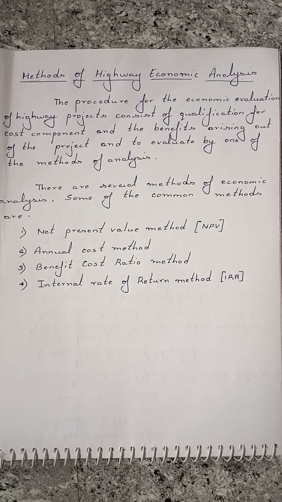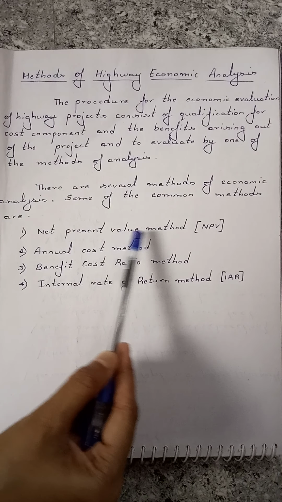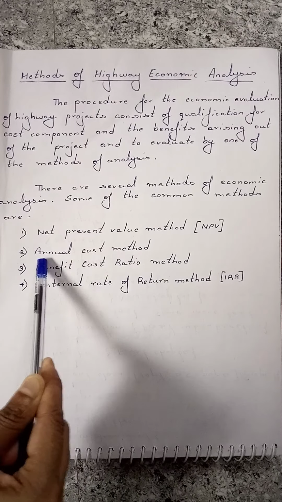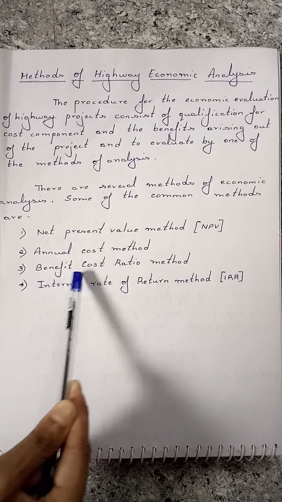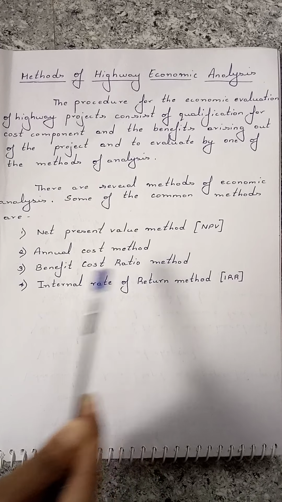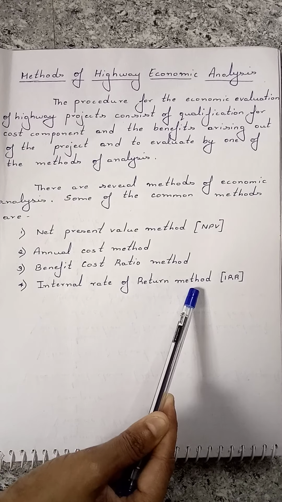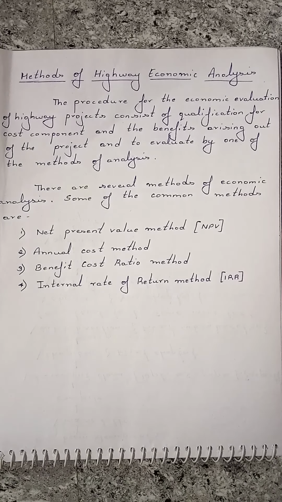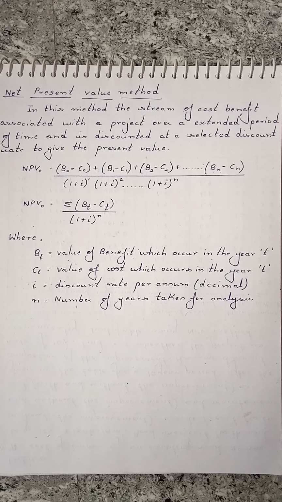There are several methods to evaluate highway economic analysis, but the most common methods used are net present value method, or we also call it the NPV method, annual cost method, benefit cost ratio method, internal rate of return method, or IRR method. So in this session, we will be discussing the net present value method.